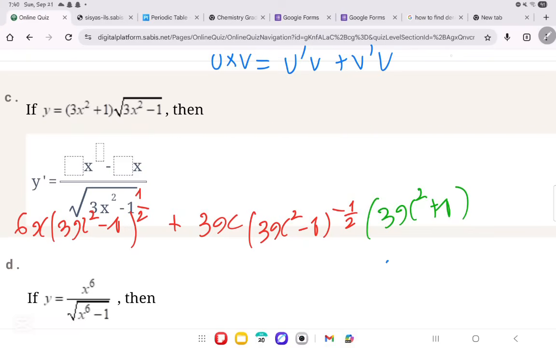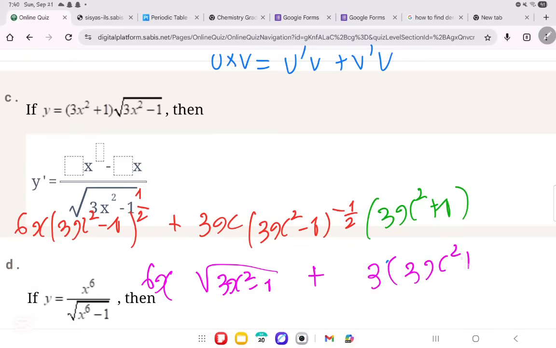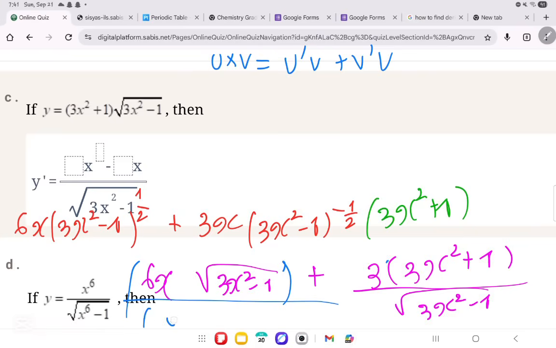Perfect. So now, what do we get? We get 6x times, let's say radical, 6x times radical 3x squared minus 1 plus 3 times 3x squared plus 1, all of it over what? Over radical 3x squared minus 1. So now what do we need to do in order to add them? We need to do common denominator. So we will multiply now up and down by what? By radical 3x squared minus 1. Same exact thing here. We will multiply by radical 3x squared minus 1.